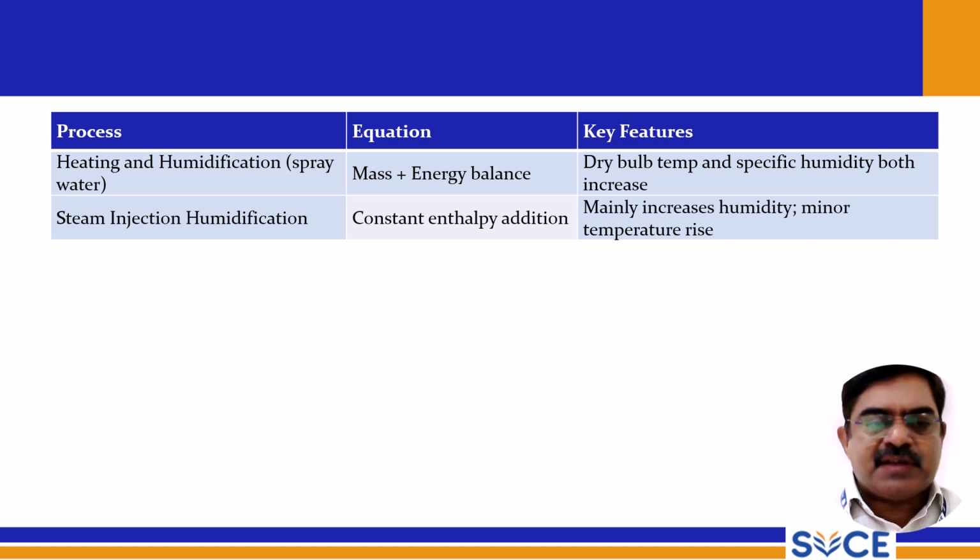To summarize, the processes are heating and humidification by spraying water, and steam injection humidification. In heating and humidification, the equations are mass plus energy balance, whereas steam injection humidification is constant enthalpy addition only. The key feature of the first process is that dry bulb temperature and specific humidity both increase, whereas steam injection humidification mainly increases humidity, with only a minor temperature rise. So we can observe very little temperature rise here.